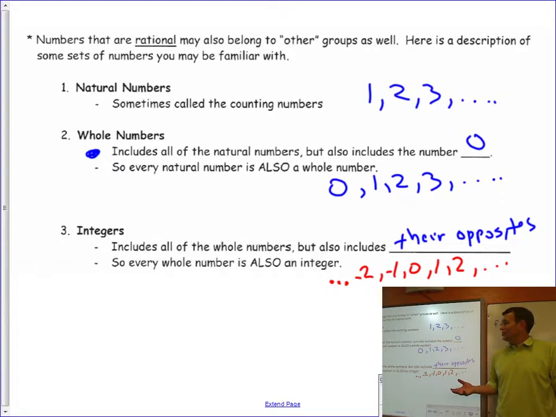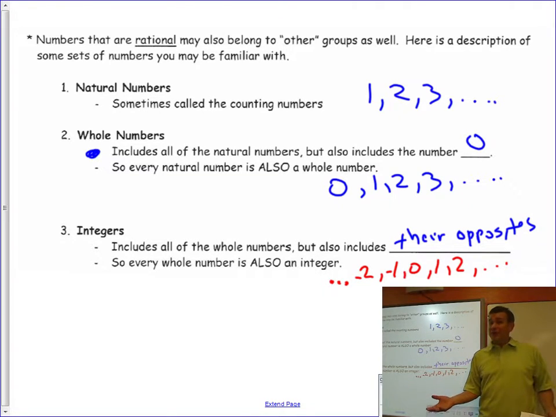So if you take a look at a number like -2, -2 is an integer, but it's also a rational number because I could write it as a fraction. You know, it's a terminating decimal. The number 0 is not a natural number, but 0 is a whole number, and it is an integer. And since it's a terminating decimal, it's also a rational number.